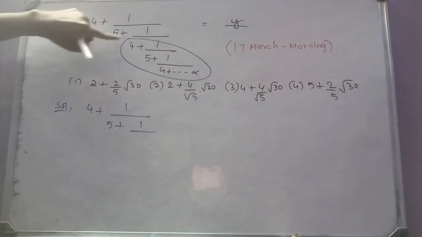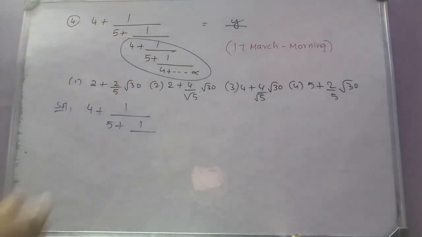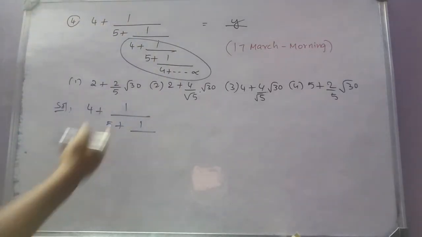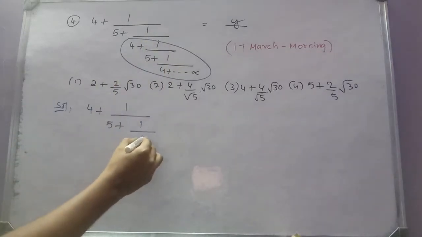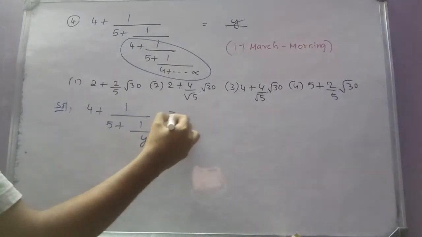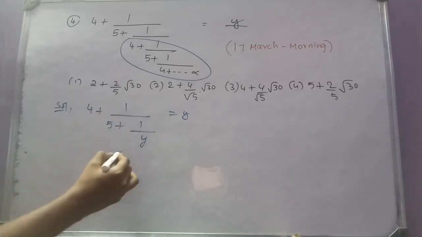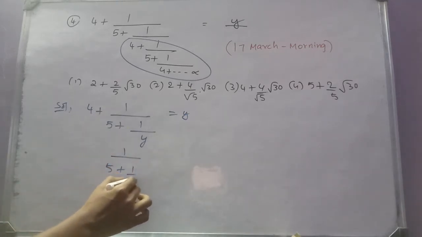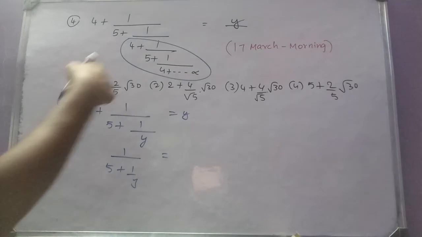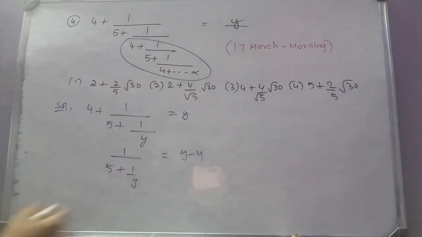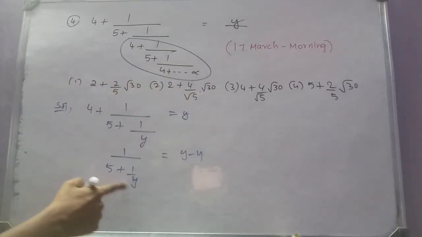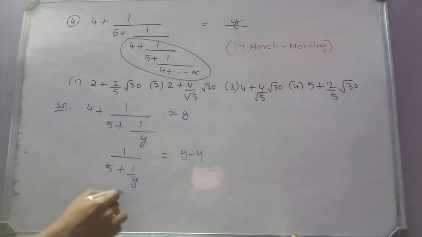4 plus 1 by 5 plus 1 by 4 plus 1 by. This entire thing is our question again, which means that this entire thing can be written as y. And then you can easily solve it. So what is it? 1 by 5 plus 1 by y is equal to, you can take 4 to the right side, as y minus 4. And then you can take the LCM and the reciprocal. You'll get y by.